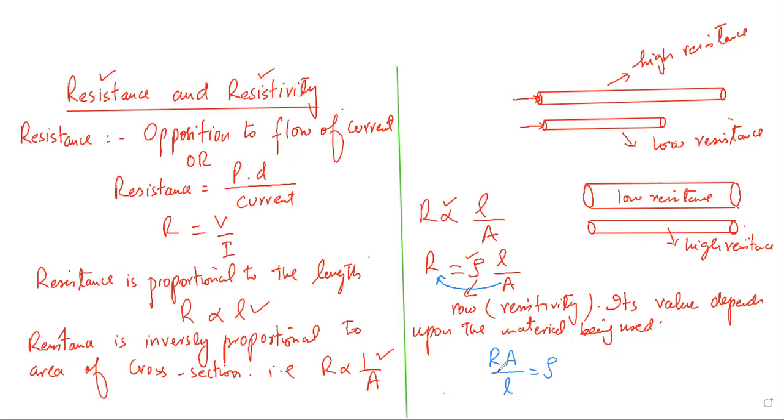No. Okay. So the SI unit of resistivity is ohm meter. Because this is area, so meter square, this is length, meter. So one meter is cancelled out and resistance is ohm. Am I clear? Yes. Any questions so far?